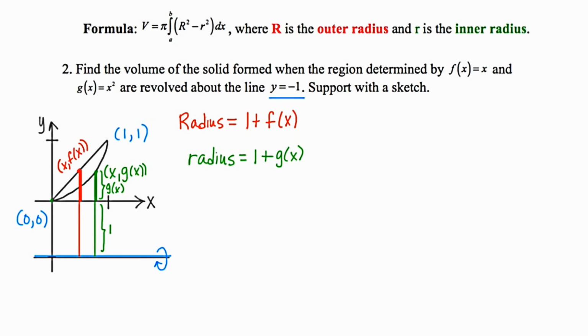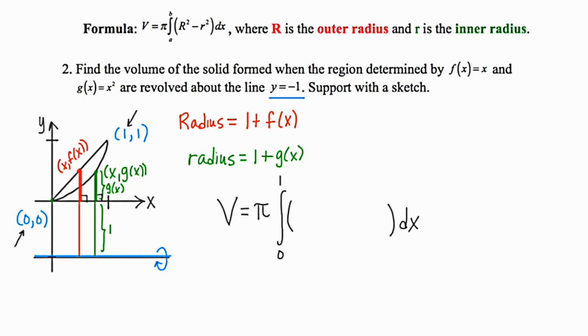Let's now set up the volume. Now each of these lines is perpendicular to the x-axis, which makes this a dx problem. My lowest x that I see is 0, and that comes from here. And my high x is a 1, and that comes from there.